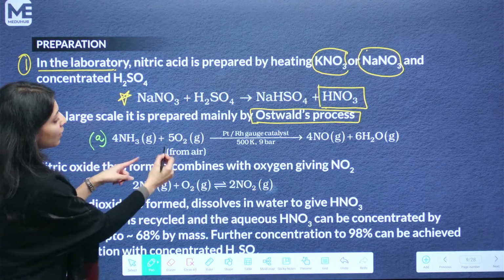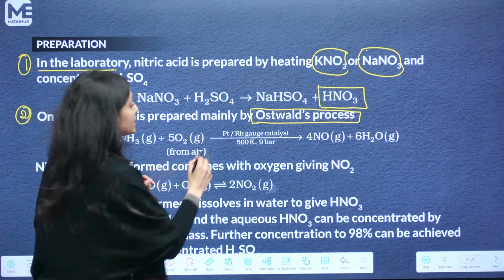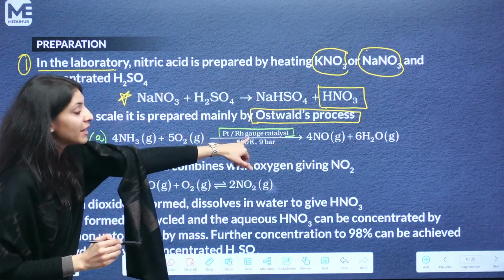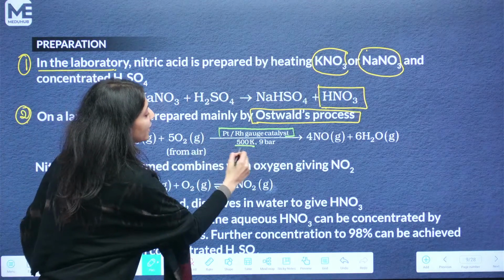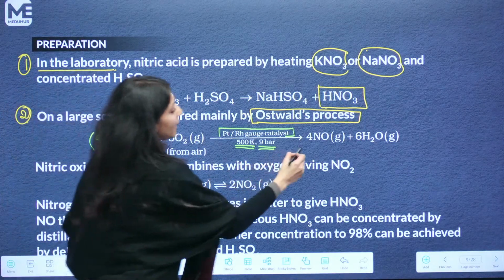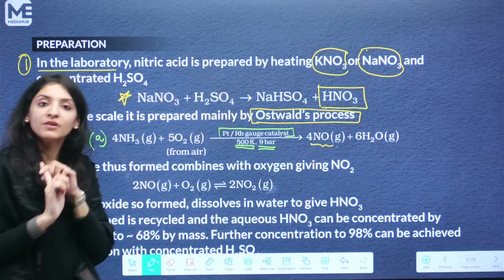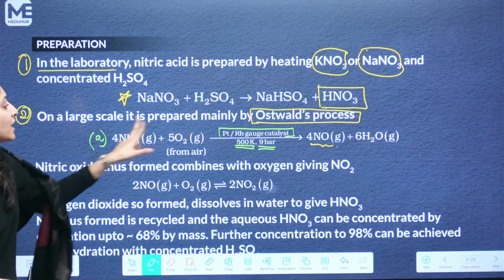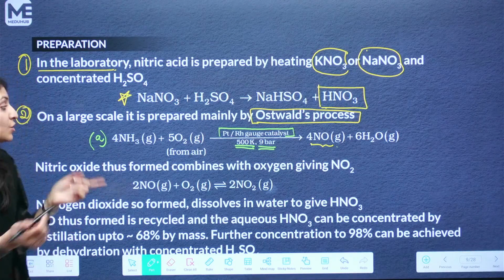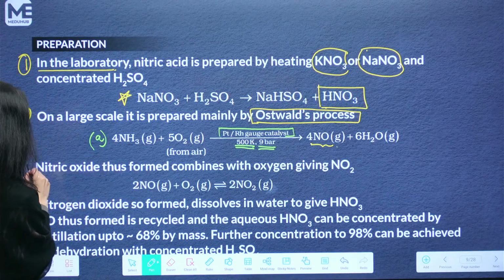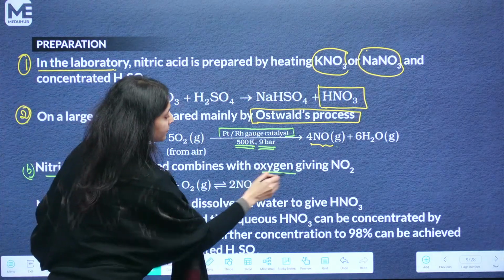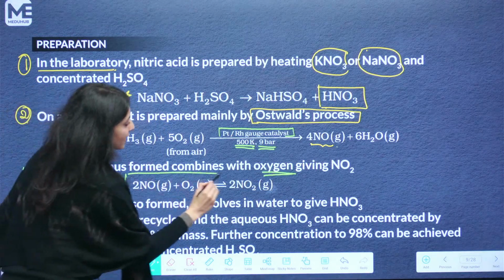सो जब अमोनिया का ऑक्सीडेशन फ्रॉम एयर करते हैं, you see which catalysts are getting used, because to remember such things are important. So it's a platinum rhodium gauge catalyst. The temperature is 500 Kelvin and the pressure is 9 bar. So under these conditions you get NO and H2O. In the first step of Ostwald's process, ammonia reacts with oxygen giving us NO. Second step mein NO gets oxidized. So in the second step B, nitric oxide combines with oxygen to give NO2. So this is the second reaction.